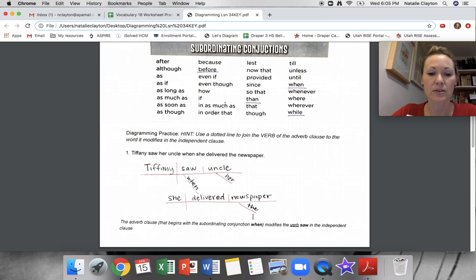So she delivered the newspaper. When she delivered the newspaper is when she saw her uncle. So you take this verb and you connect it back to this particular verb. So the adverb clause that begins with the subordinating conjunction when modifies the verb saw in the independent clause.